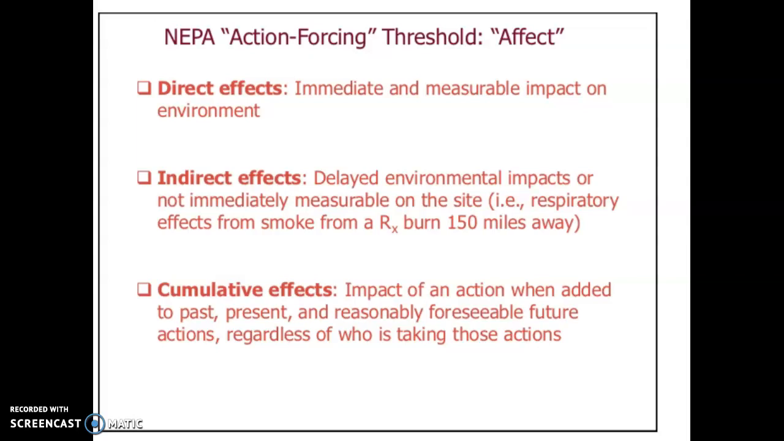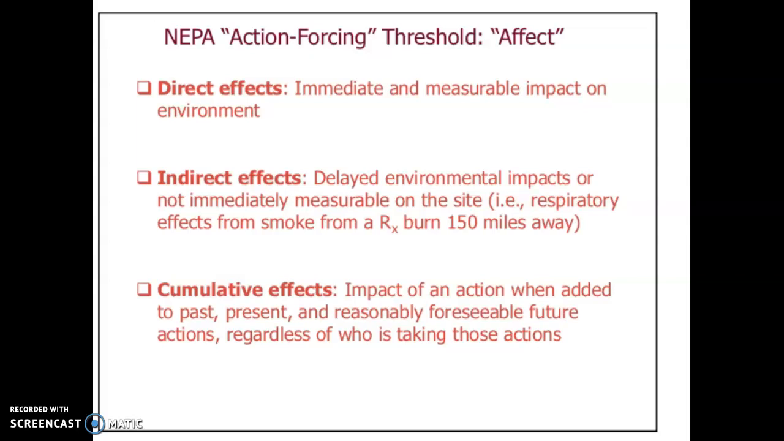So what are the effects? And so we can break it down into direct effects, indirect effects, and cumulative effects. And so direct effects: immediate and measurable impact on the environment. I particularly worked on the economic section of impact, which a lot of times people don't think about. But direct effects, if there's going to be a project, generally there's more jobs, and so that must be disclosed as an effect to the environment.